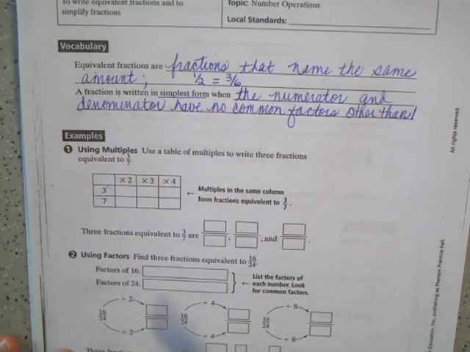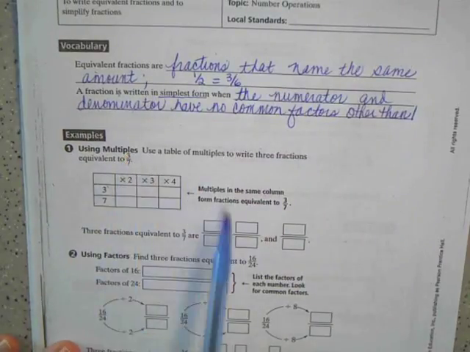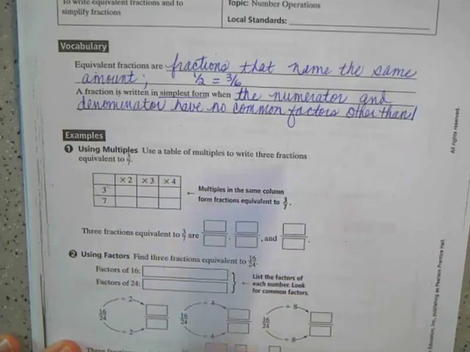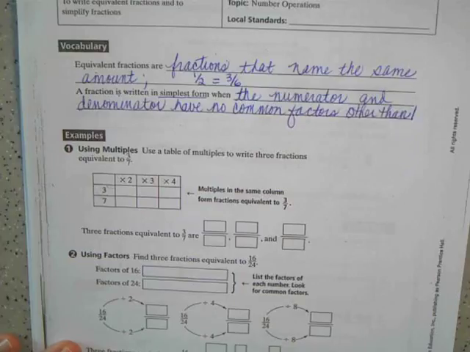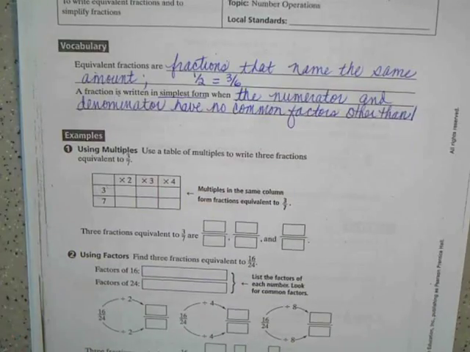equivalent fractions here. The first way is using multiples. Use a table of multiples to write 3 fractions equivalent to 3/7. Now, you might use the same idea, but perhaps not in a table. We have the table here, so we'll fill it out.